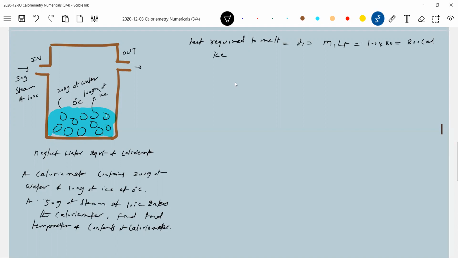Next, what we have? The ice which will melt will become water. 8,000 calories, no. Yeah. Now what happened? 200 grams of water is there and 100 grams of ice will melt and become 100. So total content of water is how much? 100 plus 200. Let the temperature of that increase, so it will become 100. Final temperature will be 100 only.